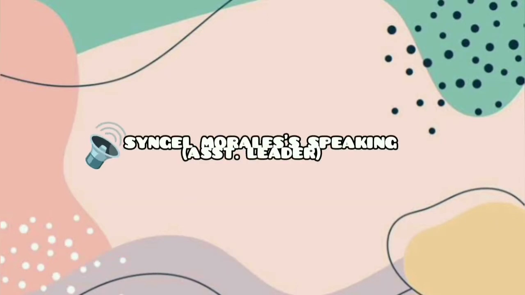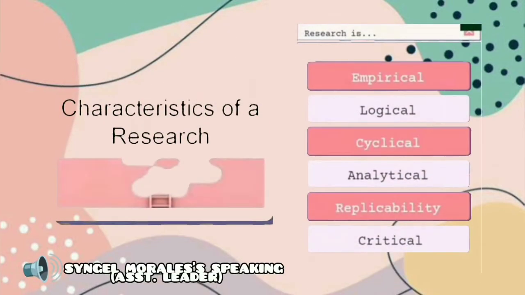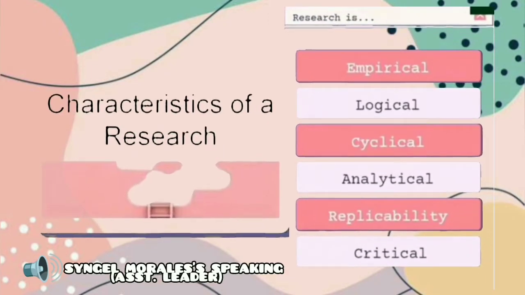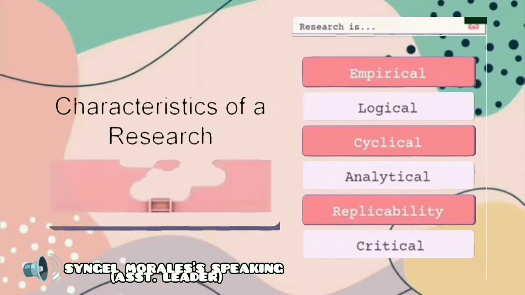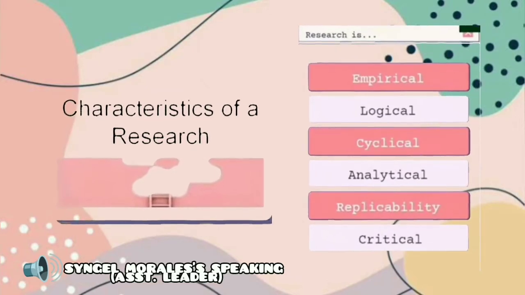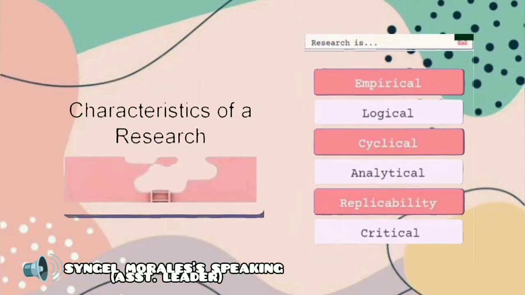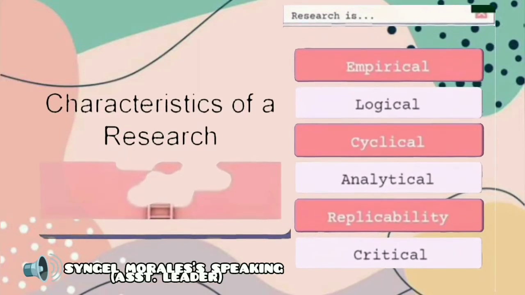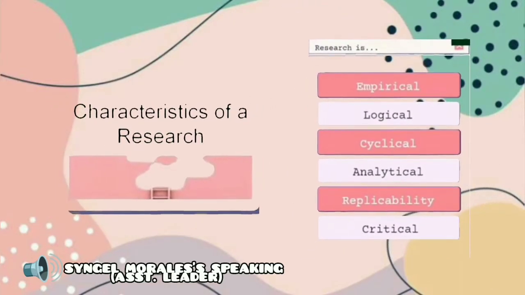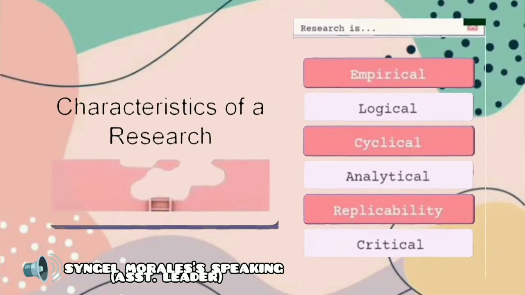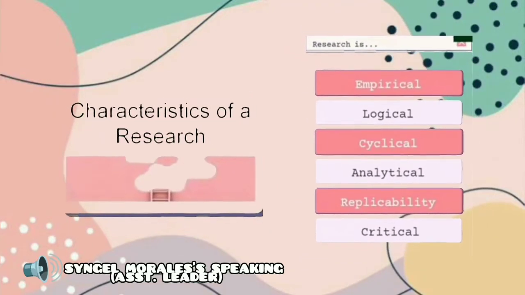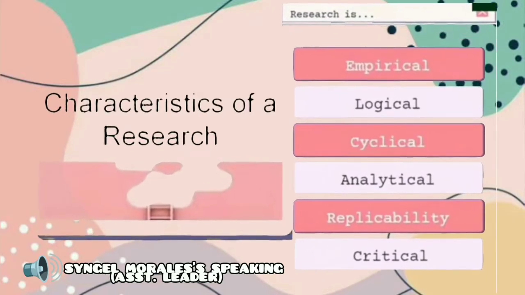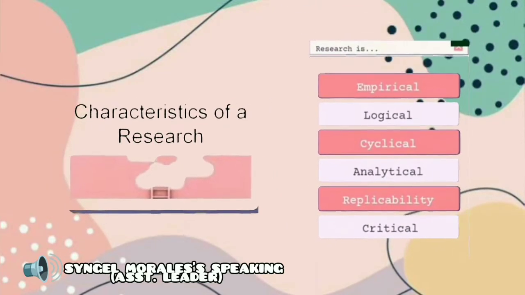I'm Angel Morales and I am the coordinator and assistant leader of this group. Starting off with the characteristics of research. Research is empirical. When we say empirical, it is based on the direct experiences of the researchers. This is something that is verifiable via observation and not just on theories or speculation. Also, research is logical. When we say logical, it is based on valid arguments, procedures, and principles. This is something that is well thought out and is a product of sound reasoning.